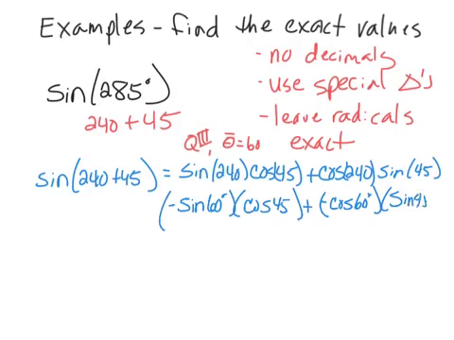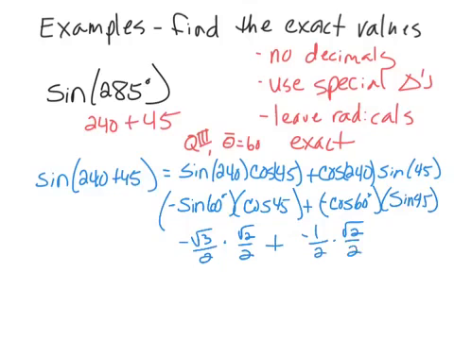From here, it's all just ratios. We're not doing decimals. We're not putting these in our calculator. The sine of 60 degrees is radical 3 over 2, so this is negative radical 3 over 2. The cosine of 45 is radical 2 over 2. The cosine of 60 is 1/2, so this is negative 1/2. And then the sine of 45 is radical 2 over 2.